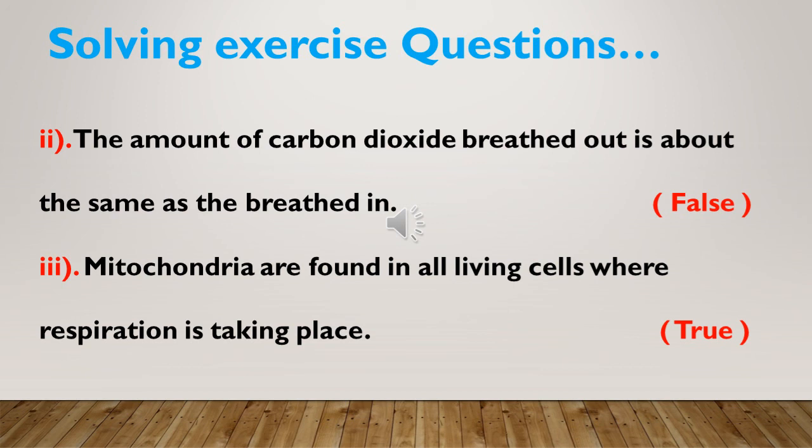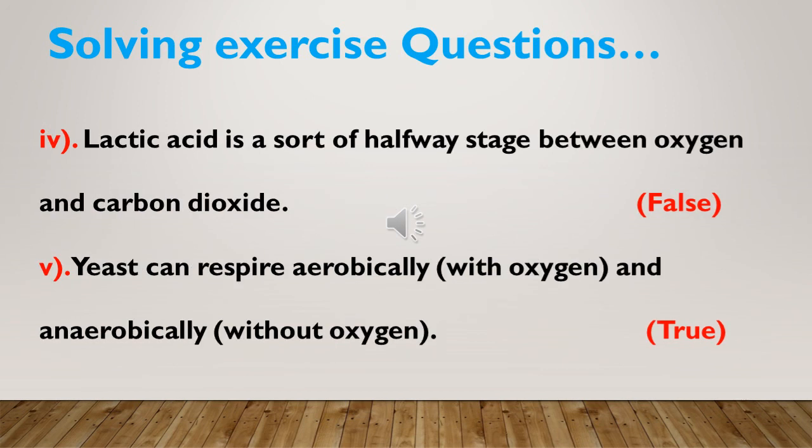The third statement is 3. Mitochondria are found in all living cells where respiration is taking place. This is true. The fourth statement is lactic acid is a sort of halfway stage between oxygen and carbon dioxide. It is false. The fifth statement is yeast can respire aerobically, with oxygen, and anaerobically, without oxygen. Statement number 5 is true as well.